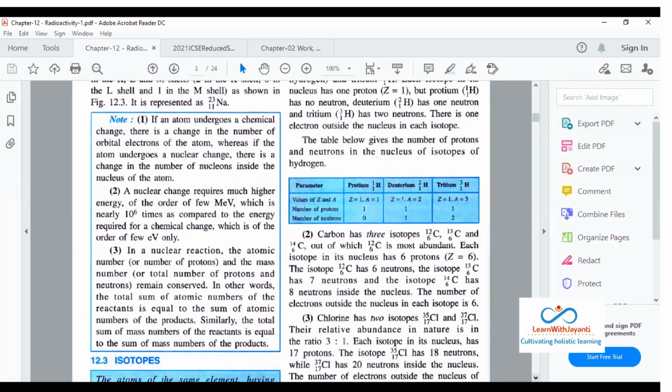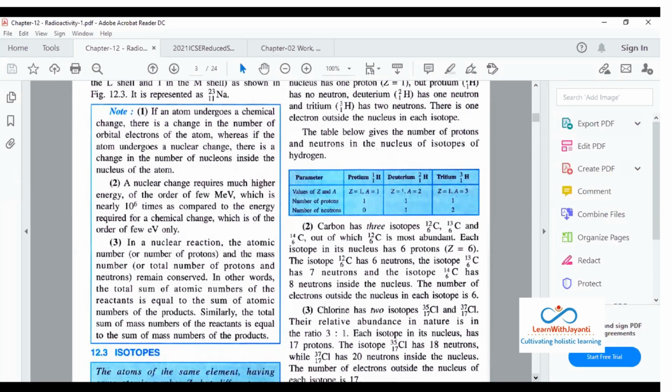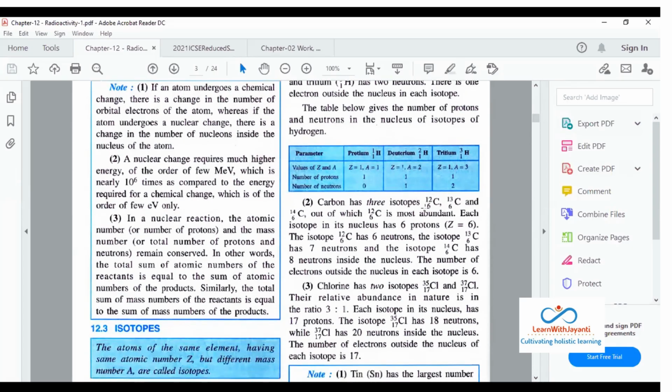So this was about hydrogen. Now let's talk about carbon. How many isotopes does carbon have? 3 isotopes. So what is the atomic number of carbon? 6. Okay, and the number of neutrons in the normal carbon is 6 neutrons. So if you see, the mass number is 12, 13, and 14. Out of which the main carbon is 12. It is most abundant. So each isotope has 6 protons.